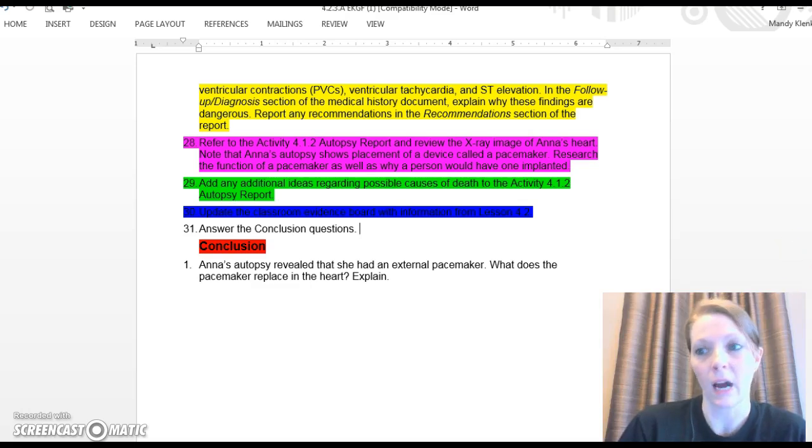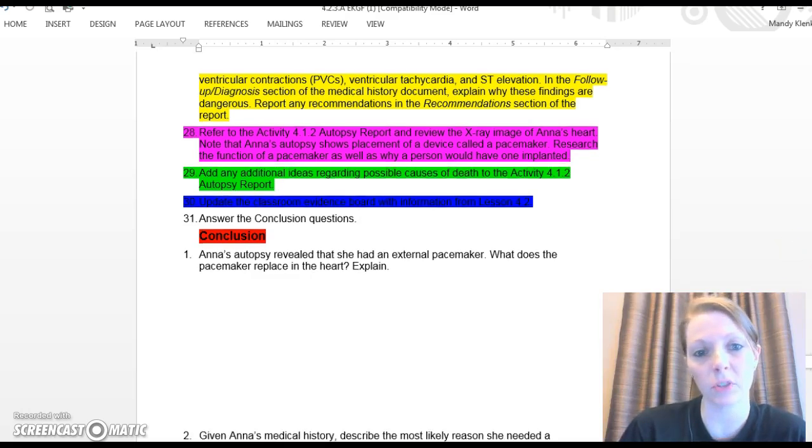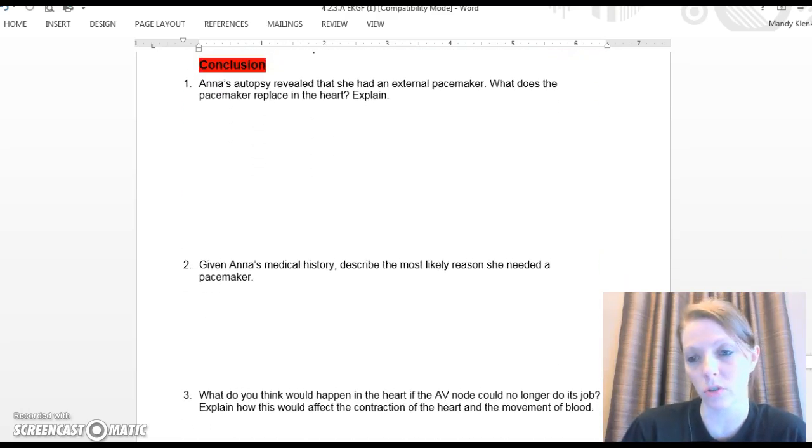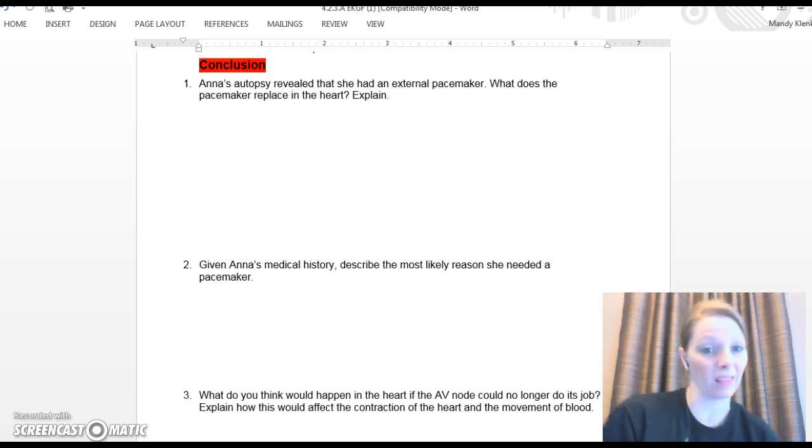Now, you should be able to answer all of the conclusion questions. Even though we have not run the lab yet, most of this is tied back to Anna. Based on the research that you've done so far, labeling the heart, doing the EKG graph, looking up the things on her medical history, you should be able to answer these conclusion questions. So get as much of that done as possible, and then when I get back, we'll run the lab itself.